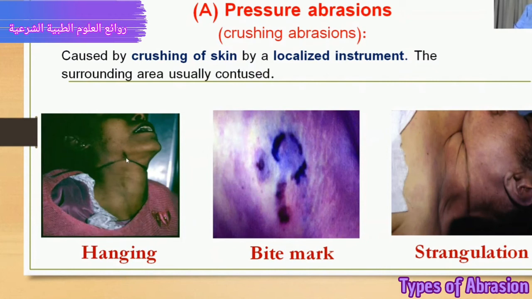As you see, the abrasion direction appears to move from below upwards. Here the pressure abrasion is caused by a bite mark, and finally pressure abrasion caused by strangulation, and you can see the horizontal direction of the rope mark on the skin.